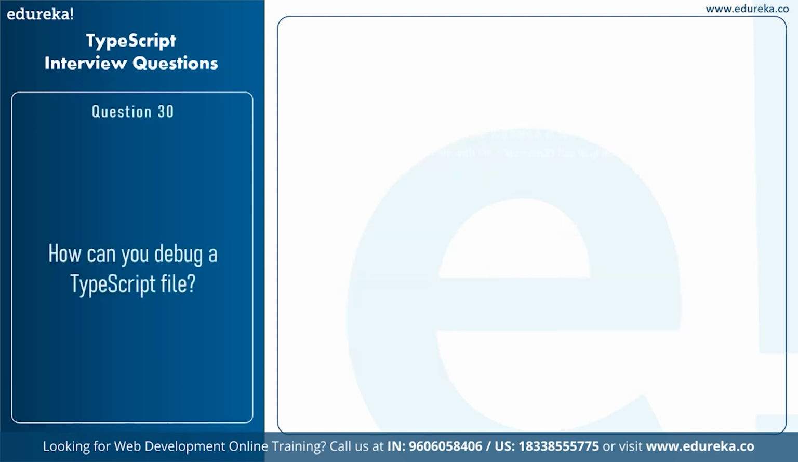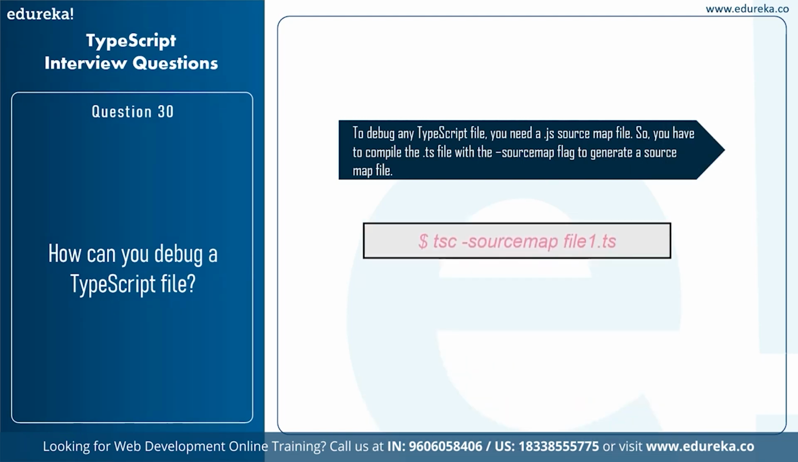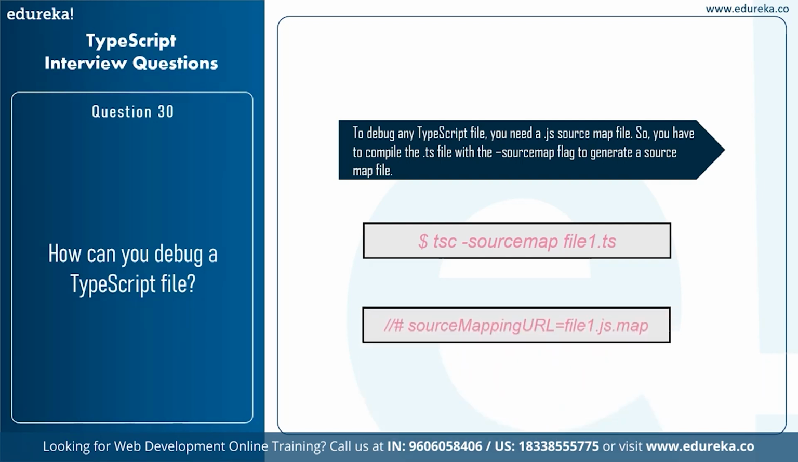So how can you debug a TypeScript file? Now to debug any TypeScript file, you need a .js source map file. So you have to compile the .ts file with the source map flag to generate a source map file. For this, you can use the command $tsc --sourcemap, then your file name .ts. So this will create the file.js and file.js.map. And the last line of file.js would be a reference of the source map file. So you will get it like sourceMappingURL as file.js.map.